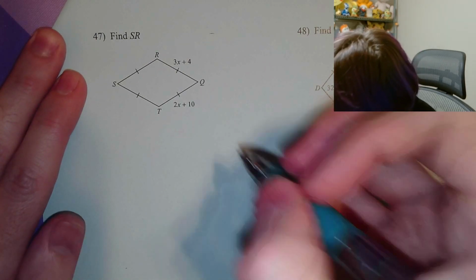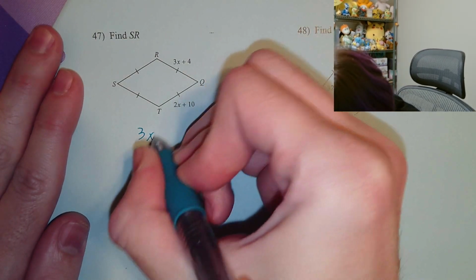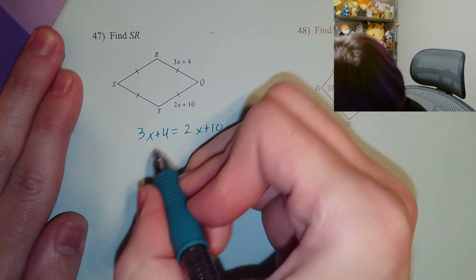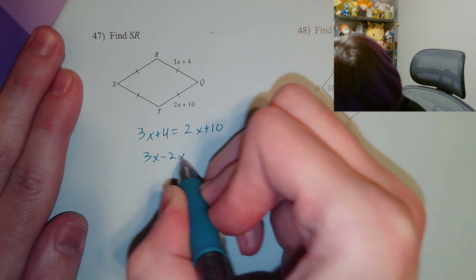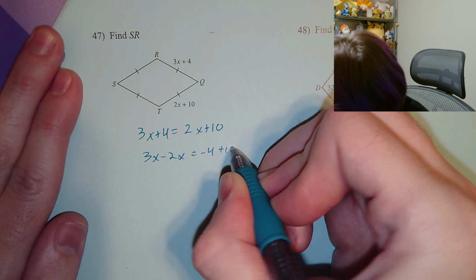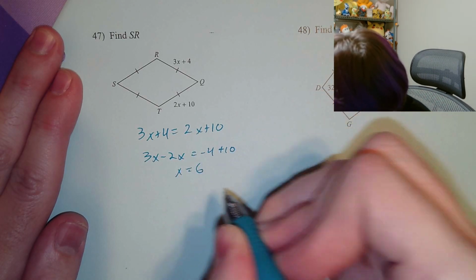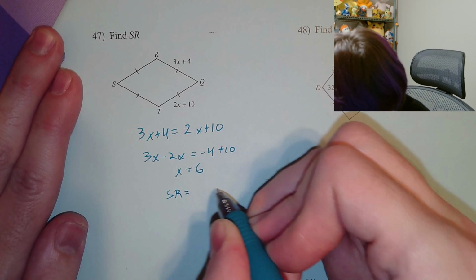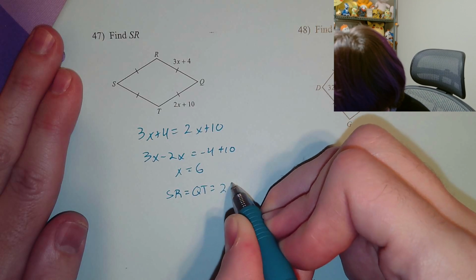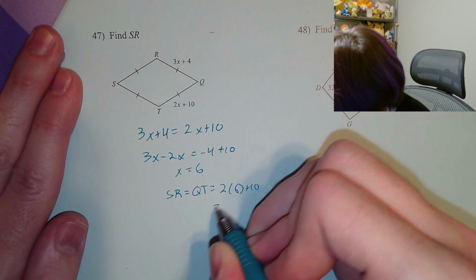This one looks nice and easy, and it is nice and easy. 3x plus 4 is equal to 2x plus 10. Subtract that 2x on both sides. Subtract that 4 on both sides. X is therefore equal to 6, and SR is the same length as QT. It's 2 times 6 plus 10, which is 22.